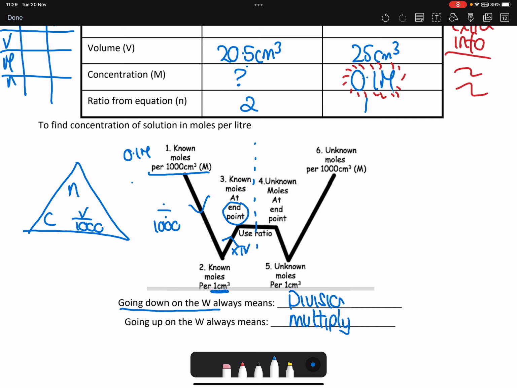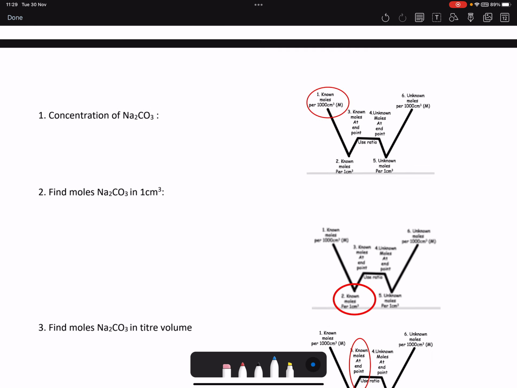We're then going to use our ratio, which in this case is going to be 1:2. And we're going to take that titre volume and find out what is in 1 centimetre cubed. So that is a division again, so divide by our titre volume. And then finally, we're going to go from 1 centimetre cubed all the way up to 1,000, which will be multiplied by 1,000. Okay, so in this case, this side is our base detail. This side is our acid detail. And I'm going to show it to you now broken down bit by bit.